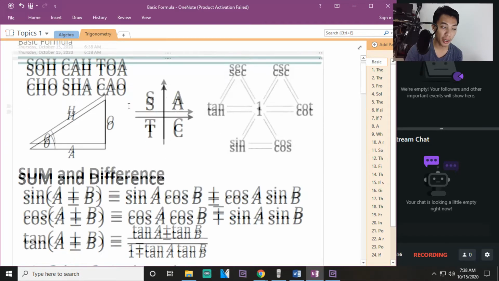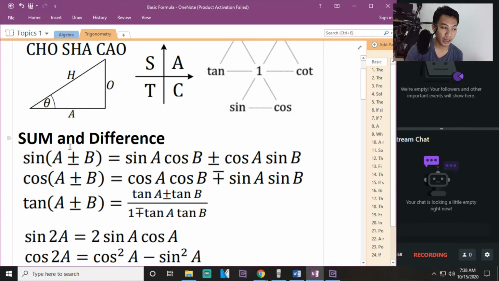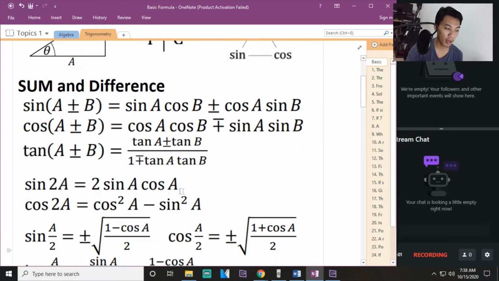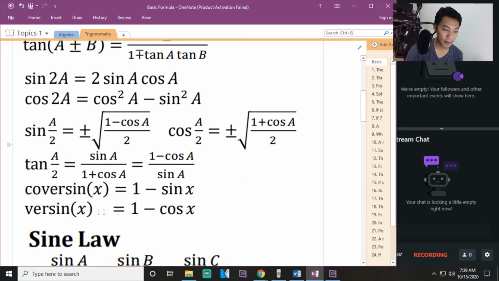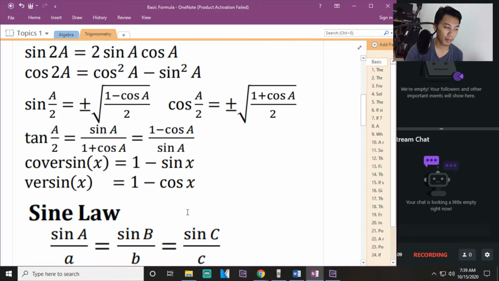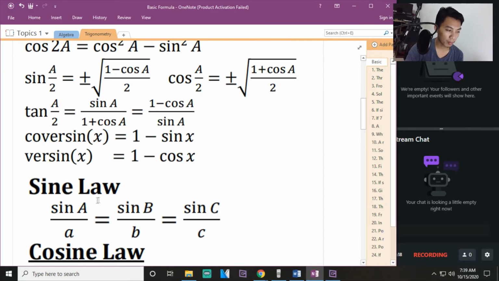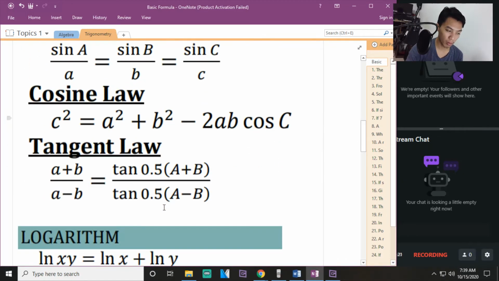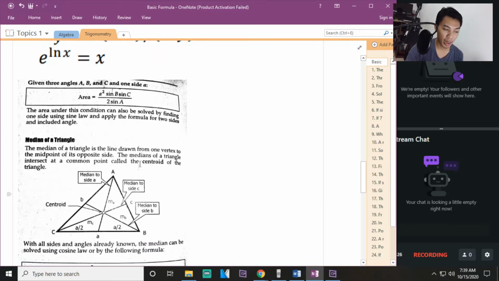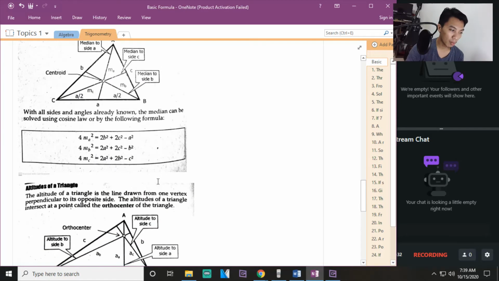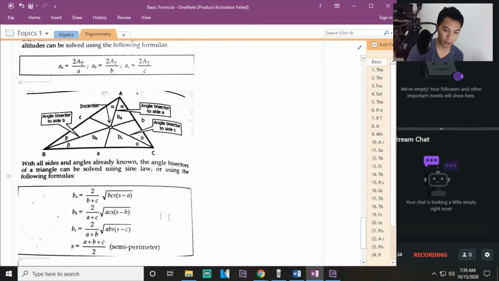Yan, so meron tayong identities sa trigonometry. Andito naman lahat ng identities. Merong sum and difference, double angle formula, half angle formula, the cosine, inverse sine. Yan, cosine, tapos verse sine, tapos sine law, cosine law, tangent law, the laws on logarithms, the medians on your triangle, since ang trigonometry mo is about the measurements of the triangle. Meron tayong altitudes and angle bisectors.